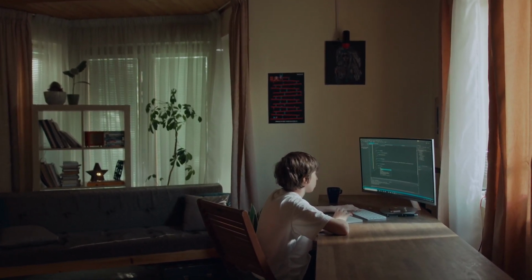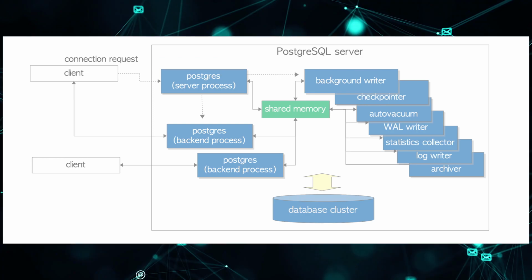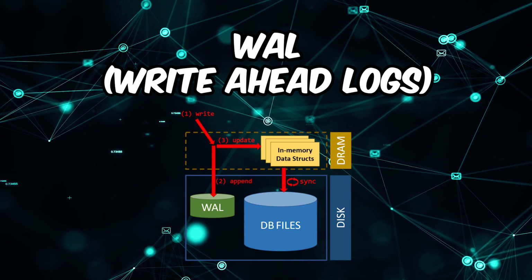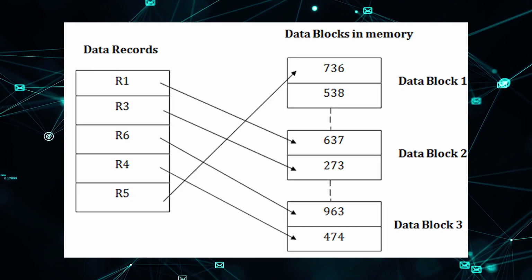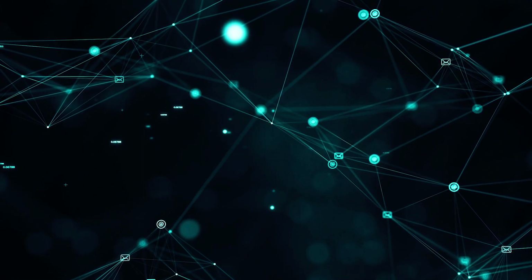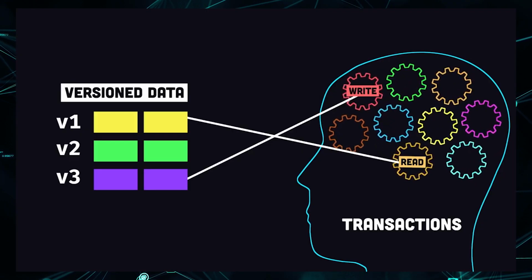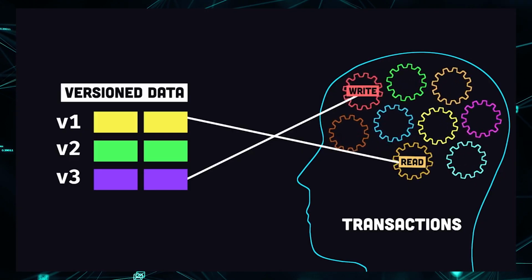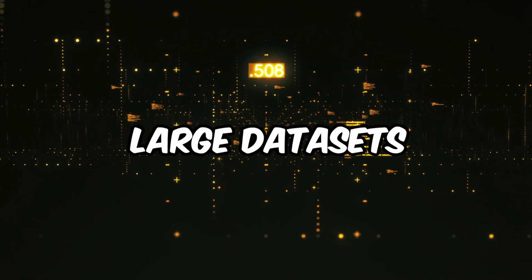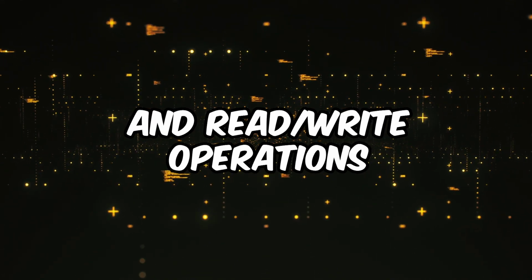In contrast, Postgres follows a single storage model, relying on heap files and write-ahead logs, which are called WAL. The heap files store table data, while WAL logs all database modifications. Postgres adopts multi-version concurrency control to enable concurrent access without locking, presenting transaction snapshots, which means that Postgres handles large datasets, complicated queries, and read-write operations more quickly.